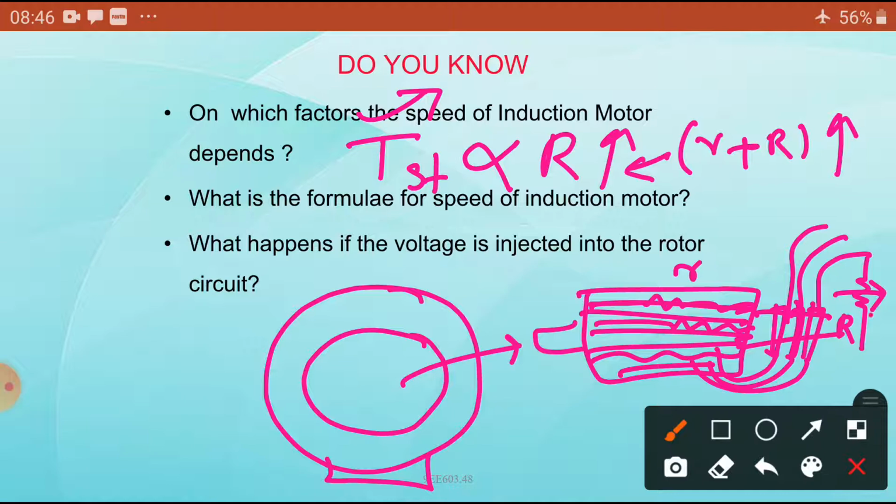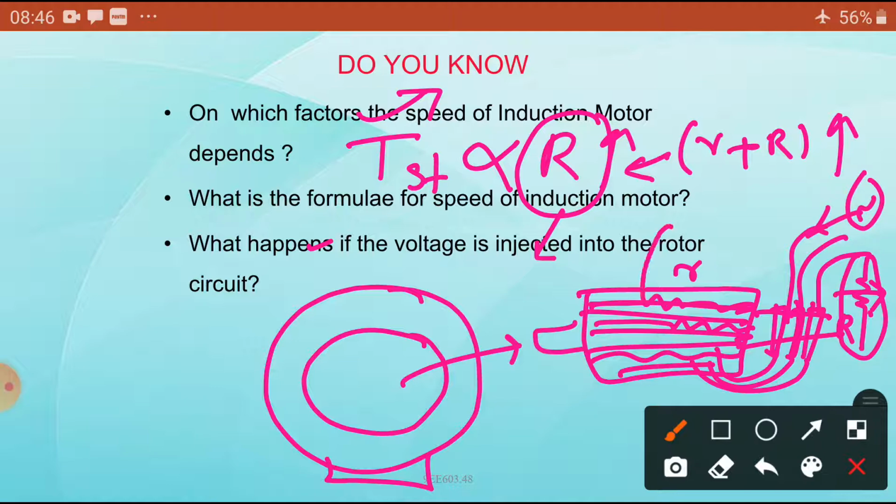So this is the one provision. Not only can we increase the starting torque, we can also change the speed in this case. That is what happens if, instead of this resistance, you add some external source, you add some resistance in the rotor circuit.